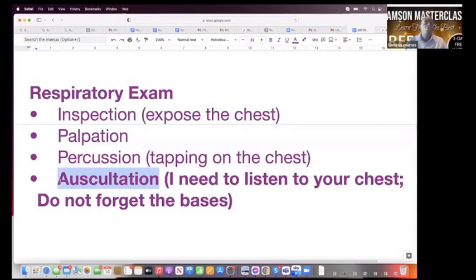I need to listen to your chest now. Take a deep breath in and out for me. Now remember, the talking mannequin is breathing in and out. What's a common mistake? People moving the stethoscope before the mannequin finishes a deep breath in and out. So you cannot move a stethoscope in the middle of one breath. You have to listen to one, wait for deep breath in, out, then you move the stethoscope to the next, in, out, then move the stethoscope to the next.